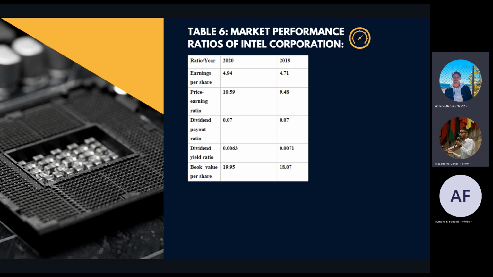Also, the dividend yield ratio decreased heavily because the market price per share increased drastically with regard to the dividends per share. Finally, the book value per share increased by 10%, which is surprising, but it is because the total equity increase heavily outweighed the decrease of the outstanding shares.